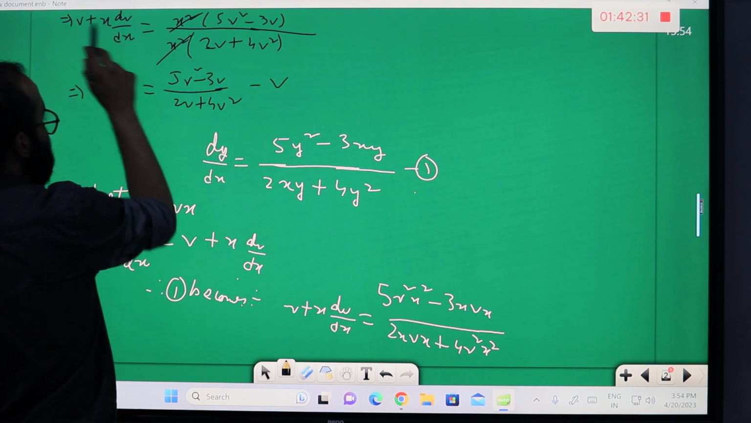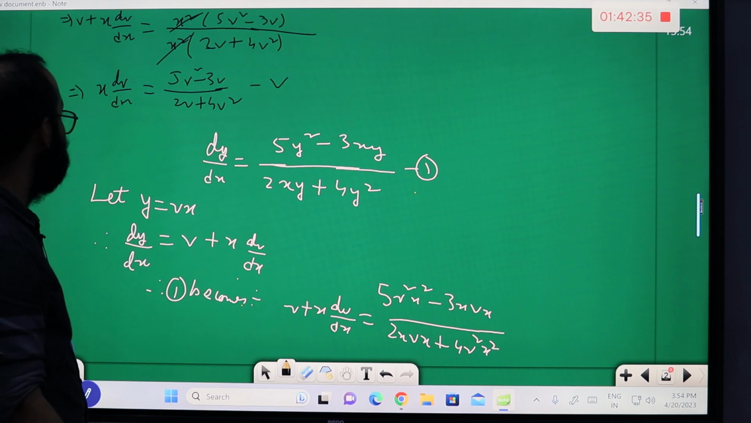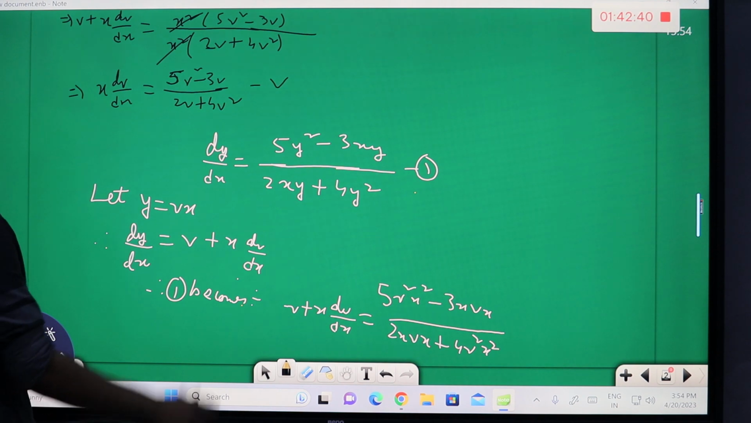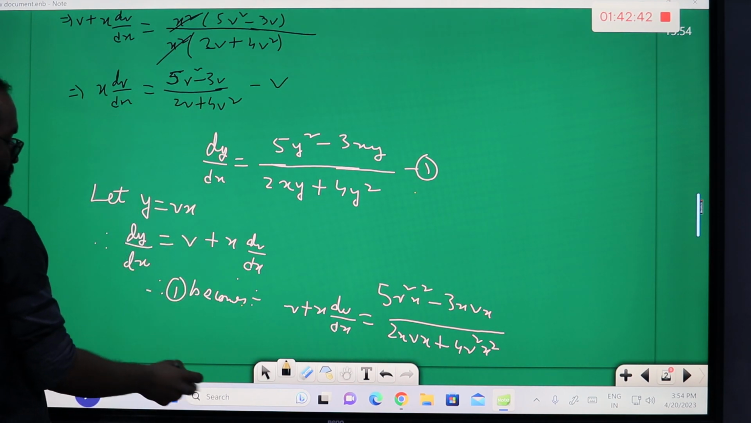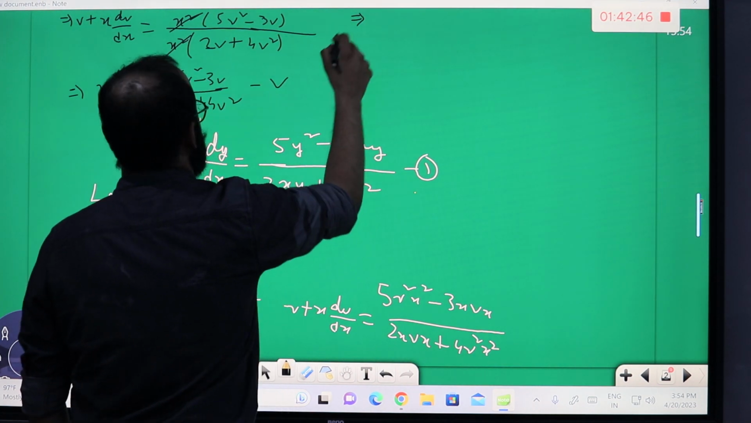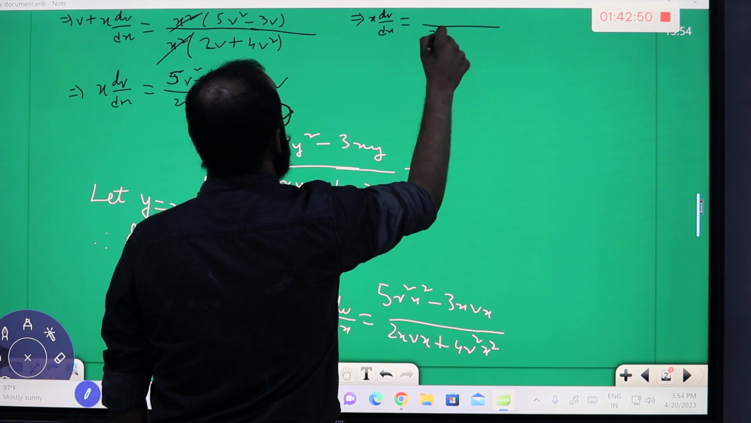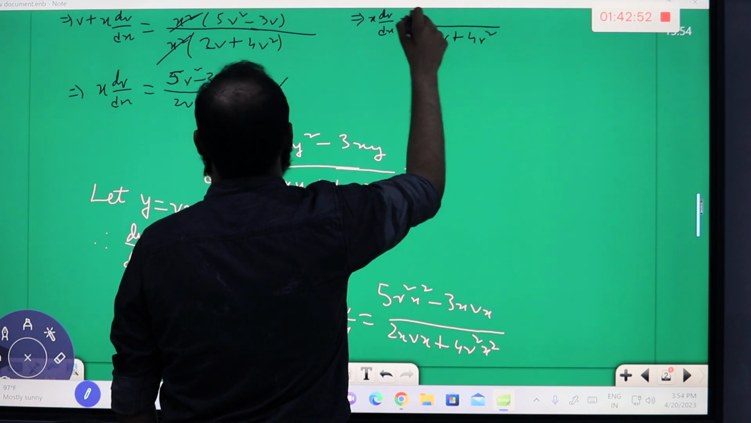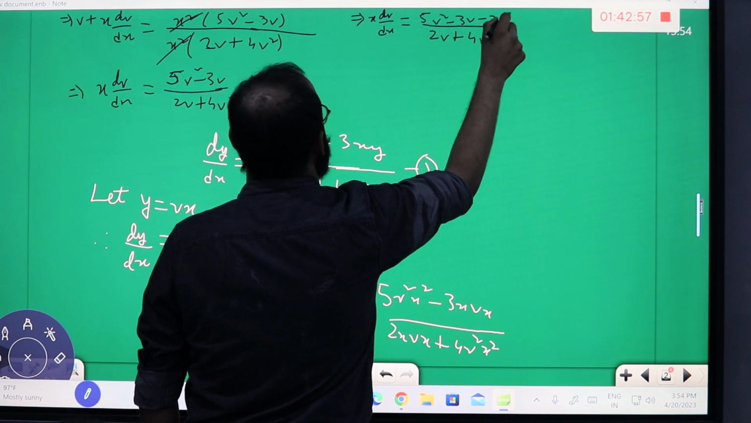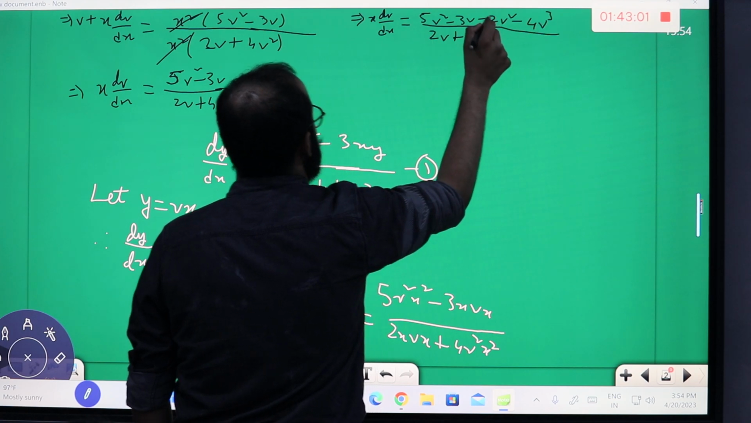Minus v. From the left hand side we brought v, isn't it? Yes or no? After this, take LCM on the right hand side. What will happen? x dv dx will look like: denominator 2v plus 4v square, and numerator 5v square minus 3v minus 2v square minus 4v cube. 4v cube, isn't it?